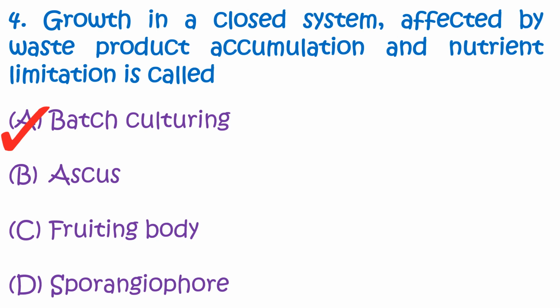Once the medium or the nutrients are taken up by the microorganisms, there is nutrient limitation and thus microbes produce waste. So there is waste product accumulation and this process is called as batch culturing.